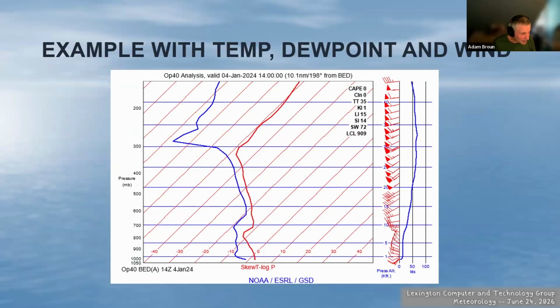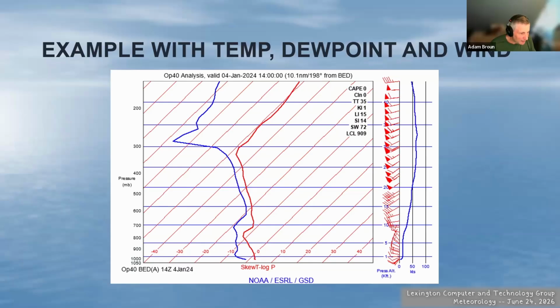The right-hand line is the temperature that's being observed or predicted, and the left-hand line is the dew point that's being observed or predicted. This is an example from Bedford, from Hanscom on the 4th of January, 2024. Looking at the bottom of the red line, the temperature at 14 Zulu, so this is 9 a.m. on the 4th of January 2024, was about 2 degrees Celsius at the surface, and the dew point was a little bit below freezing.